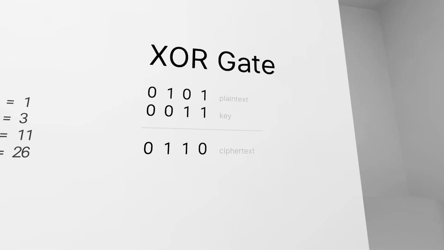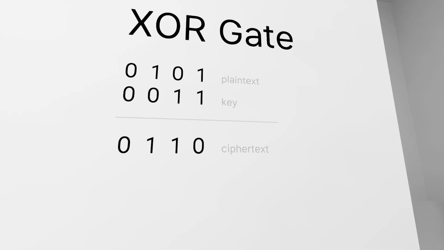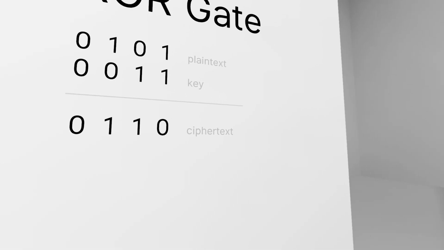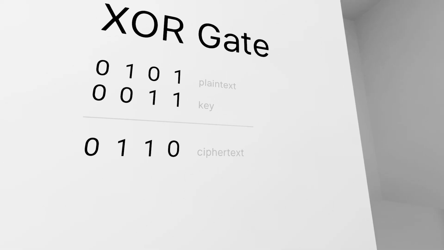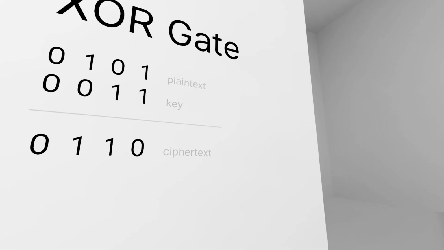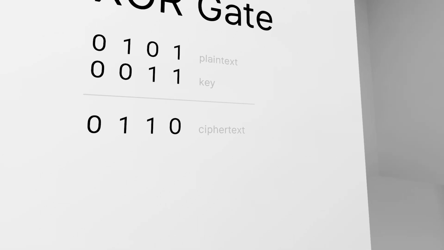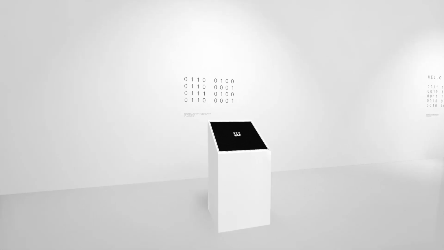And an XOR gate only returns 1 if one of the two things we compare is 1 and the other one is 0. Whereas a normal OR gate would return 0, 1, 1, 1 here. An exclusive OR gate does not return 1 if both the plaintext and the key are 1. In this case, it returns 0. I don't know. That's that, I guess.